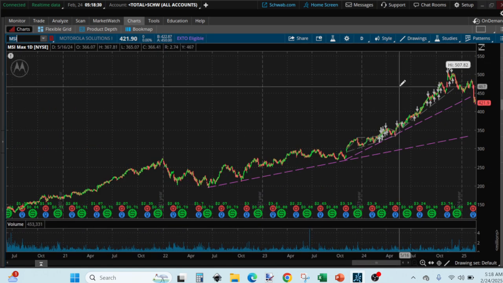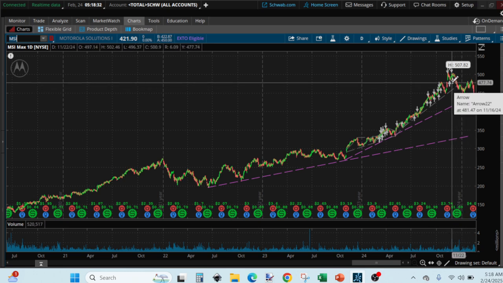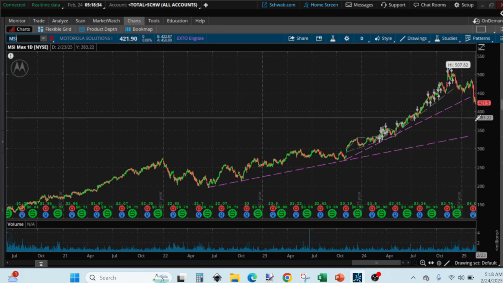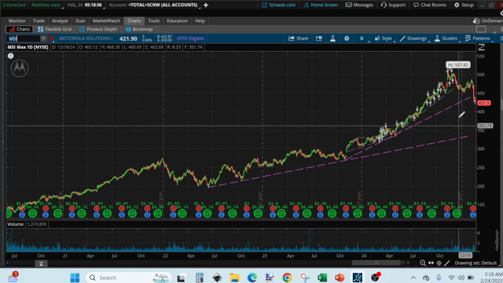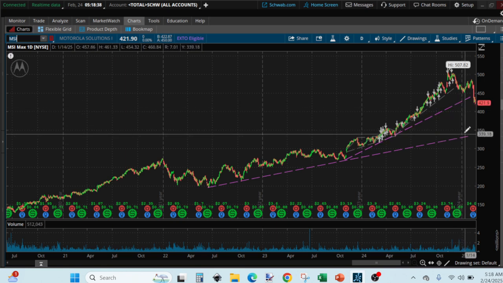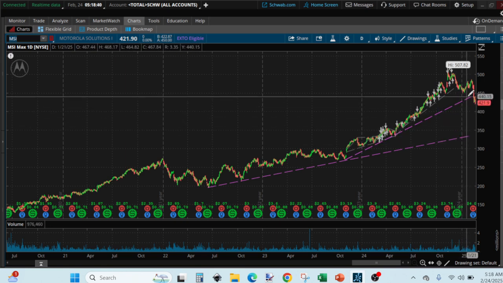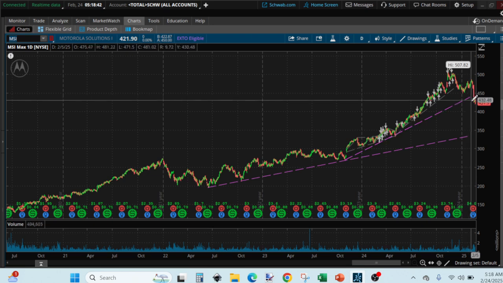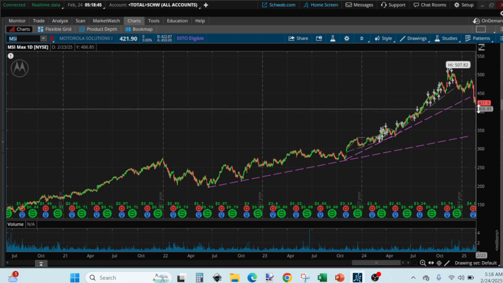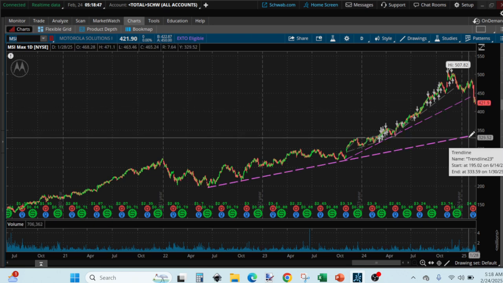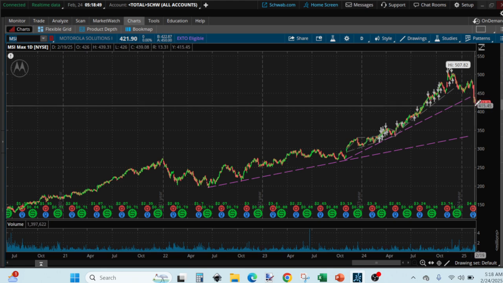MSI, we bought it as well somewhere up there, and then it pulled back on us. So we have two trend lines that if we are going to buy it again, it's going to be on those trend lines. And right now it is breaching this one and continuing to go down. So we don't know if it's going to turn around there or if it's going to come down to this. But Friday, the price went down as well.